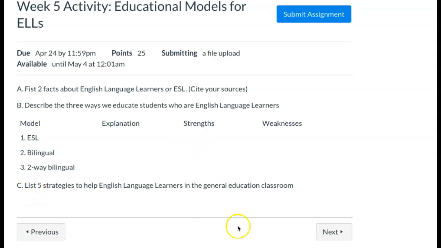And then, based off of what you research, you find what are 5 strategies to help English language learners in the general education classroom. So that is going to be your week 5 activity and your explanation.